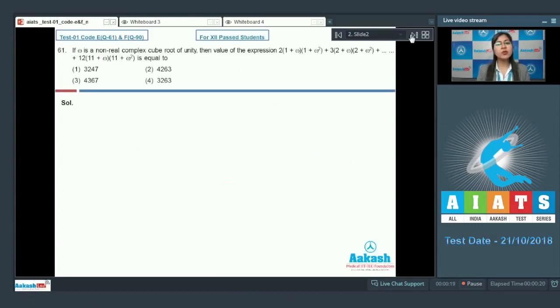So let us start with question number 61, which says that if omega is a non-real complex cube root of unity, then the value of the expression 2 times 1 plus omega into 1 plus omega square plus 3 times 2 plus omega into 2 plus omega square plus up till 12 times 11 plus omega into 11 plus omega square is equal to. Now the given expression can be written as summation of r going from 1 to 11 of r plus 1 into r plus omega into r plus omega square.